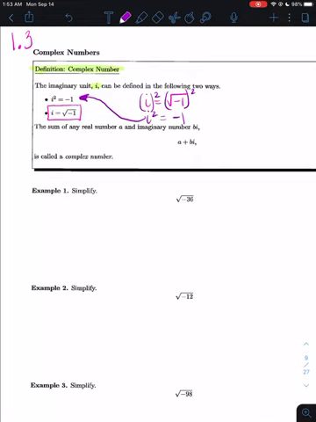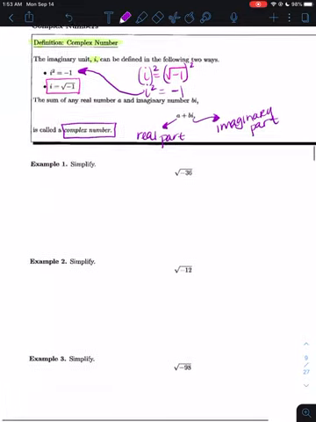Together, when you put a real and imaginary number together, you have what we call a complex number. This a would be any real number, so this is the real part. And the part that has the i, the bi, is the imaginary part. Most of the time you're going to have a real part, and if you don't see a number added to the i, then that real part just happens to be 0.